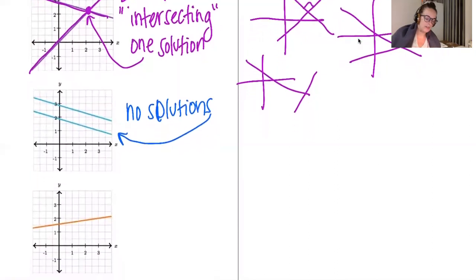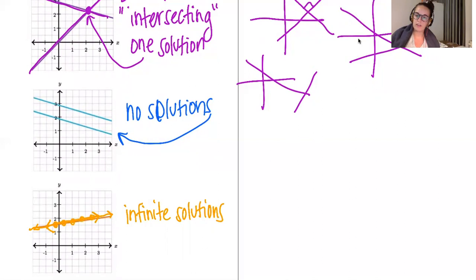And then we have our third situation where we have what looks like one line. This is actually two lines on top of each other, right? So one line going like that, another line going like this. These are called infinite solutions, or we say that they have infinite solutions because a solution is anywhere where they touch. So they touch here, here, here, forever and ever and ever. So they have infinite, like as many as you can think of, and then more than that.